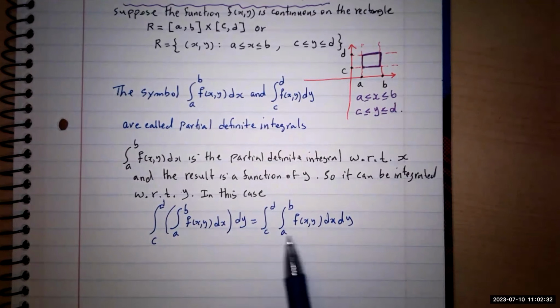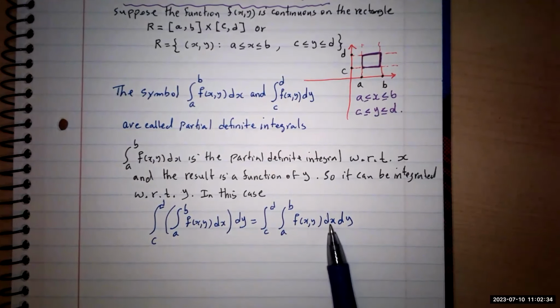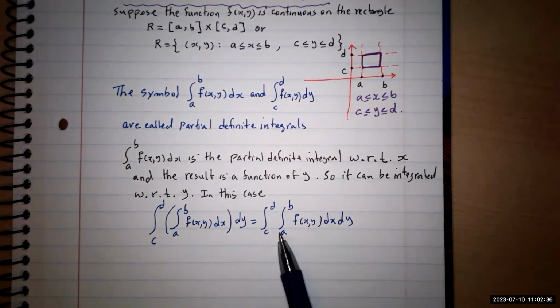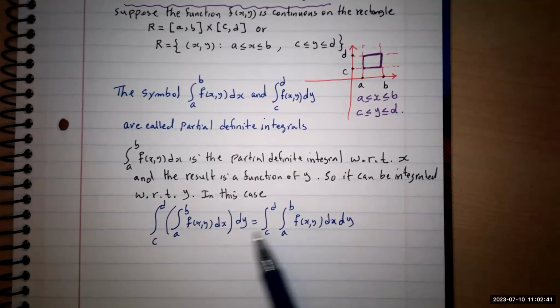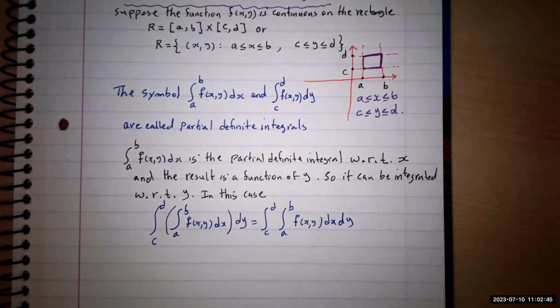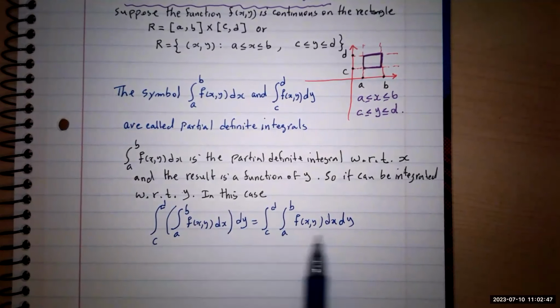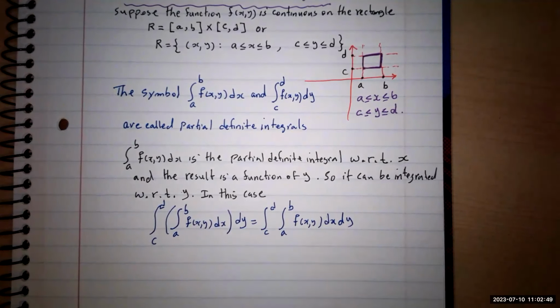This means you have to integrate with respect to x first. You integrate with respect to x, then you replace the x from a to b. So the result would be a function of y. Then you come back and integrate it with respect to y. So when it's given to you, the order is as is. Question?